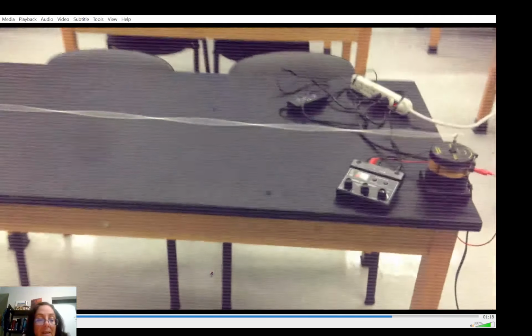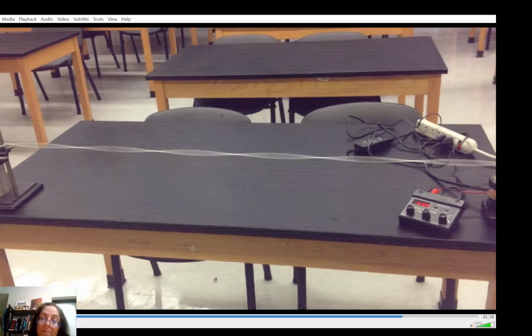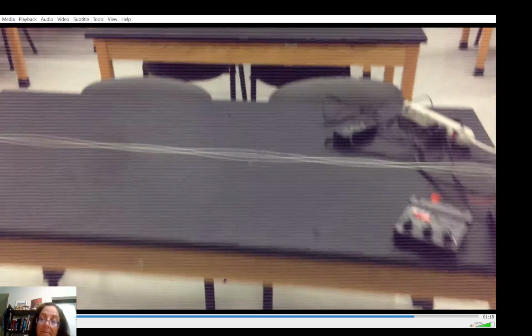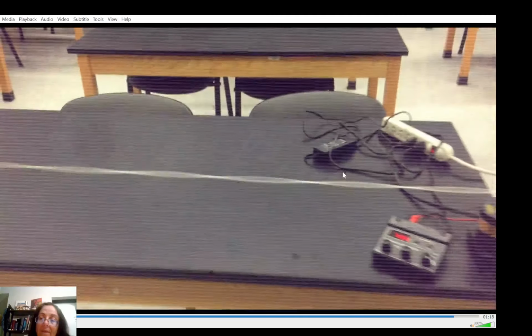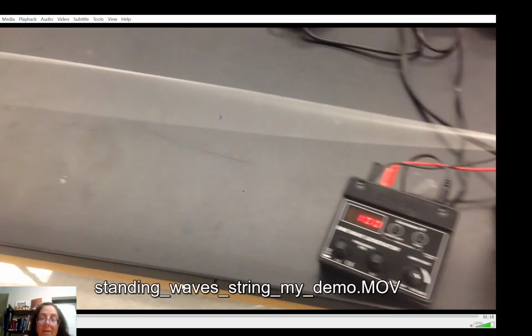So I am at 50, so I'm going to get to 60 Hertz. So you have 1, 2, 3, 4, 5, 6. This is my driver here, so it's shaking at the right frequency. I don't know how high I was able to go. 7. So 1, 2, 3, 4, 5, 6, 7.